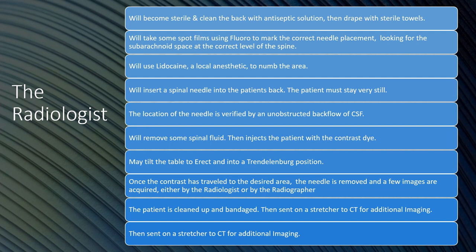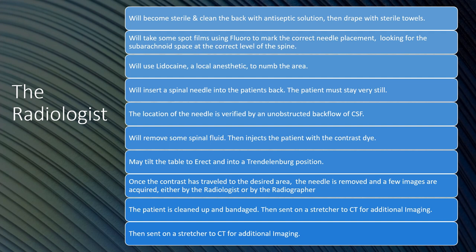The radiologist will use lidocaine and local anesthetic to numb the area. Then the radiologist will insert the spine needle into the patient's back. The patient must stay very still. The location of the needle is verified by an unobstructed backflow of cerebrospinal fluid. The radiologist will remove some spinal fluid, then inject the patient with contrast dye.